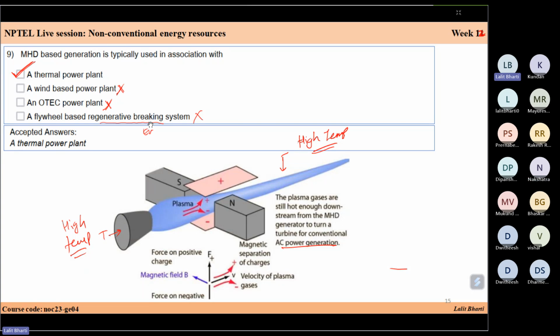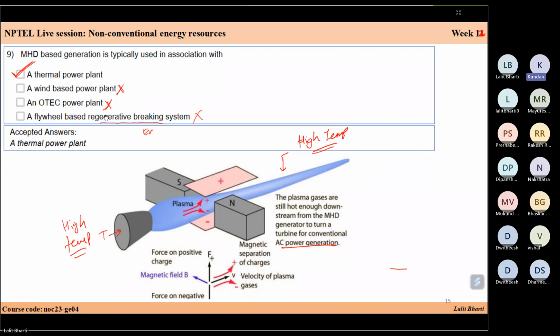Then again you had a question on MHD based generation devices. The question is, MHD based generation is typically used in association with a thermal power plant, a wind based power plant, an OTEC power plant, or a flywheel based regenerative braking system. We have already discussed that we need very high temperatures for that. These kinds of high temperatures are achieved only in thermal power plants. In thermal power plants, we have a lot of energy and high temperatures, so there it can be used.